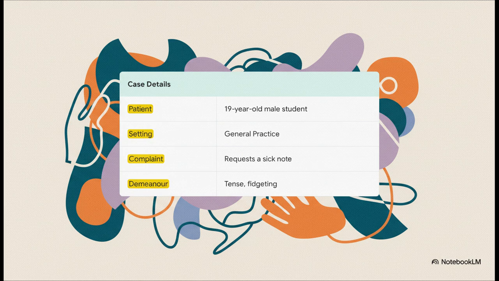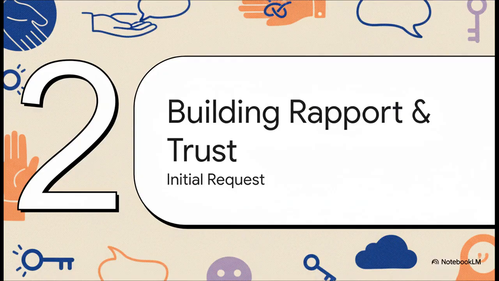But look at his demeanor. He's tense, he's fidgeting, he can't make eye contact. That right there tells you there's probably a lot more going on under the surface. This is your very first clue that you need to be sensitive and start asking those good, open questions. And those observations lead us perfectly into our next phase, building rapport and trust.